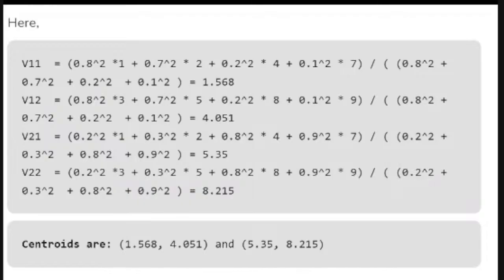V21 means we have to take the second cluster's first variables. Now second cluster: 0.2 whole square plus 0.3 whole square into 2 plus 0.8, divided by the same 0.2 whole square plus the rest. Find out the four values.